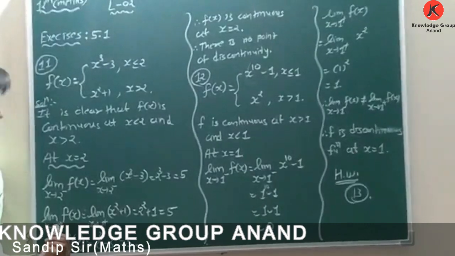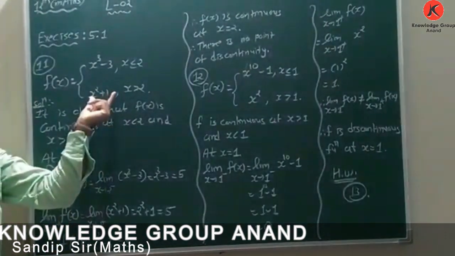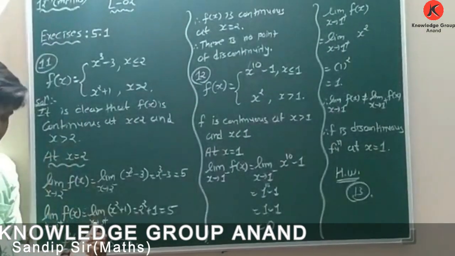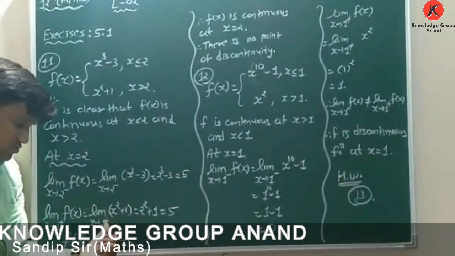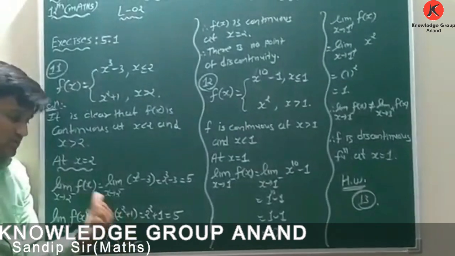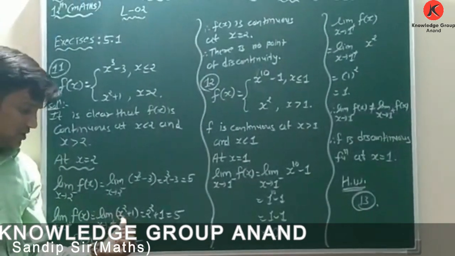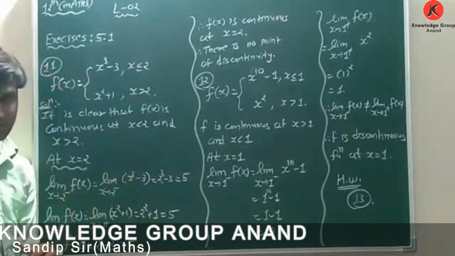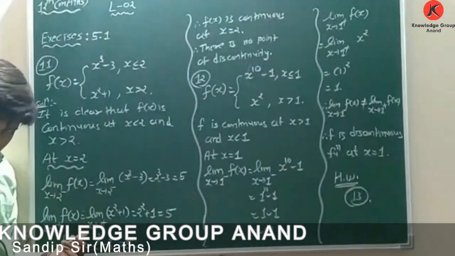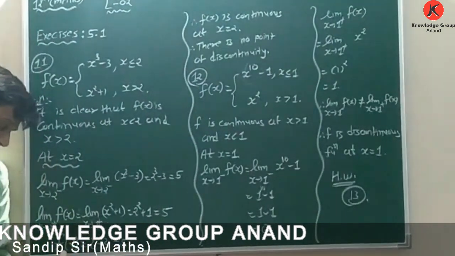Okay, that means the given function is x square plus 1, so the limit as x tends to 2 plus of f of x is equal to the limit as x tends to 2 plus of x square plus 1. Putting the value x equal to 2, that means 2 square plus 1 is equal to 5, that means the left hand side limit is equal to the right hand side limit, as well as at that point f of 2.